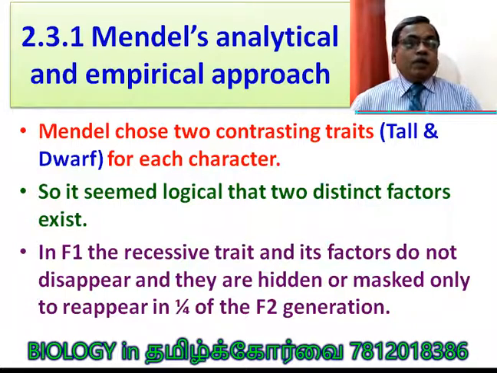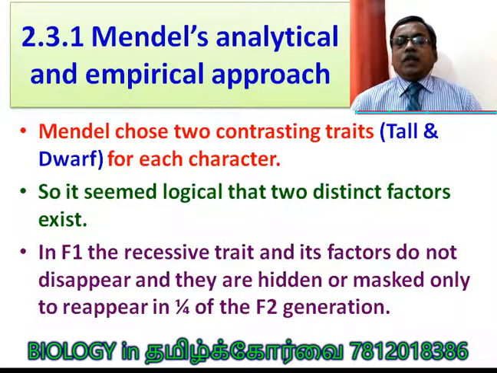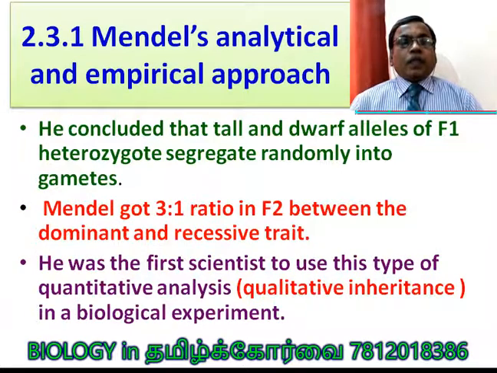But the phenotype is not expressed. Phenotypically, it has disappeared. But the factors, meaning genes or alleles, just stay quietly inside the cells, hidden or masked, only to reappear in 1/4 of the F2 generation. That is the 3:1 ratio, where 1 stands for dwarf. He concluded that the alleles of the F1 heterozygote segregate randomly into gametes. In the F1 generation, you know very well, the genotype is capital T small t, and they segregate randomly from each other.